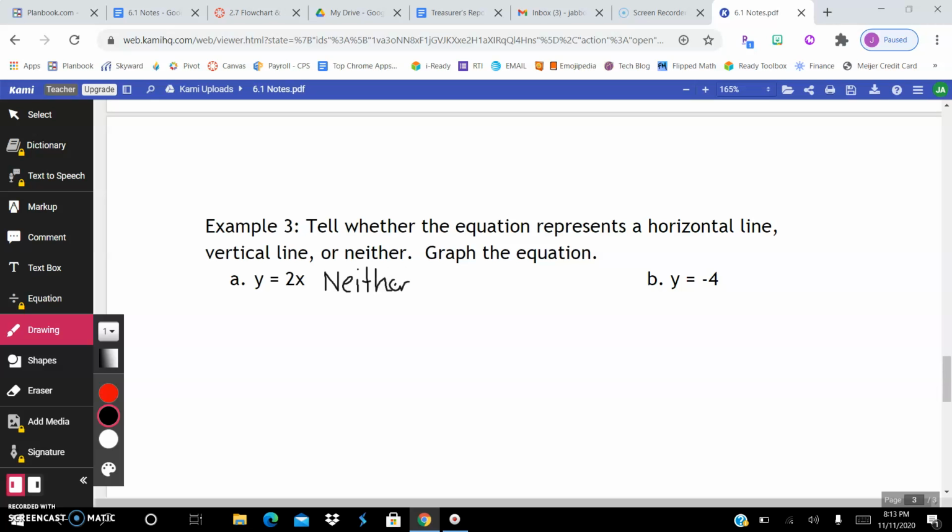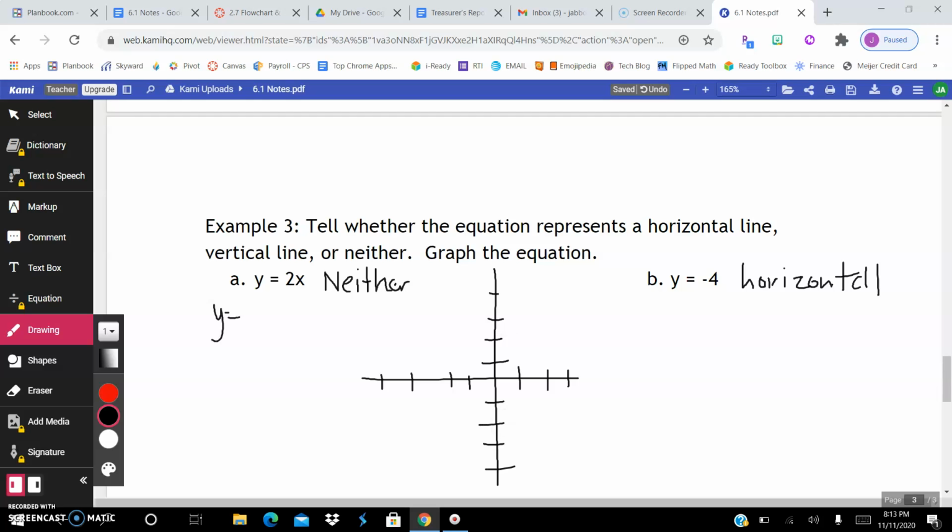And then looking over here, y equals -4, that's going to go through the y-axis at -4. So this is going to be a horizontal line. And then to graph, I'm going to put them both on the same graph.